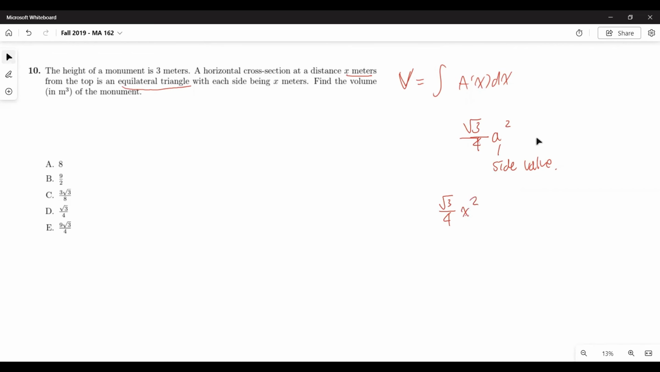So the volume is the integral of square root of 3 over 4 x squared dx, and the height of the monument is 3, so it's from 0 to 3. If you evaluate this, square root of 3 over 4 times x cubed over 3 from 0 to 3, that's square root of 3 over 4 times 9. This becomes 9 square root of 3 over 4. So the answer is E.